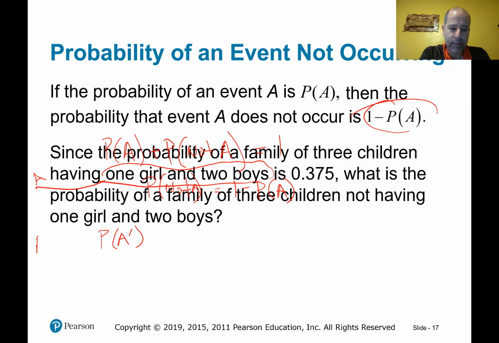There are other ways of writing it. Some textbooks use a C at the top for complement, so A complement. Just something for you to know. And so the probability of not A is going to be 1 minus the probability of A. Since we know the probability of A is 0.375, we do 1 minus 0.375, which gives us 0.625. And so the probability of not getting 1 girl and 2 boys is 0.625.